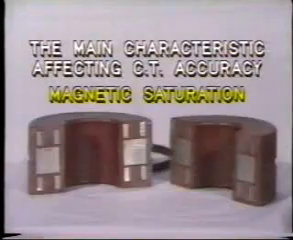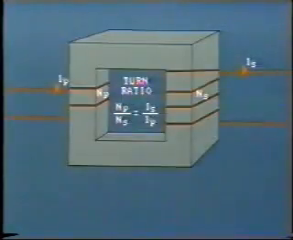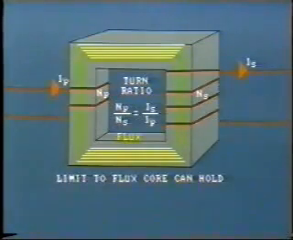What do we mean by this? Well, it's really a problem of overloading the core. The amount of magnetic flux circulating in the core of the transformer is, of course, proportional to the current passing in the primary. When primary load current increases, then magnetic flux in the CT also increases. But there is a limit to how much flux the core can hold, depending upon physical size.